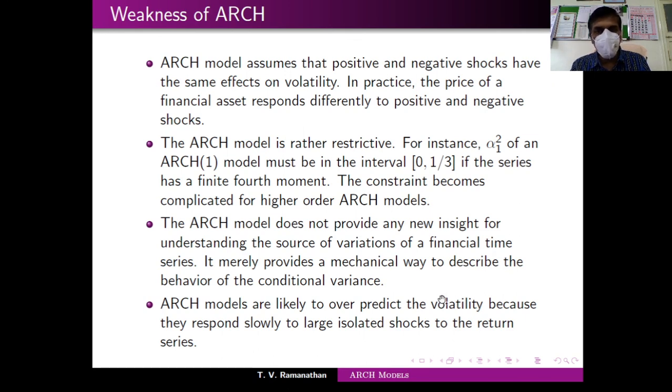The ARCH model does not provide any new insight to the understanding of the source of variation, because this doesn't tell me what was the reason for variation. It just tells me that something is varying, but it's not clear what the reason is. Not only that, the models are likely to over predict the volatility because they respond slowly, so the clustering effect is there. Most of the time when you estimate the volatility, it tends to over predict it. So these are some of the drawbacks of the ARCH models.